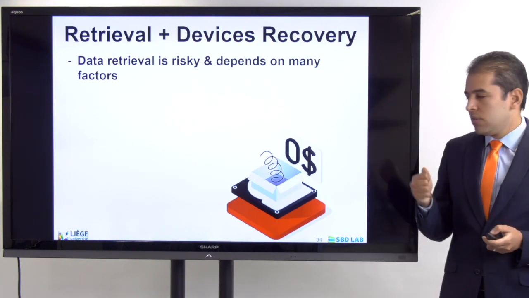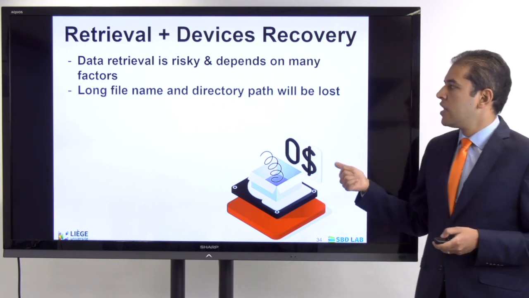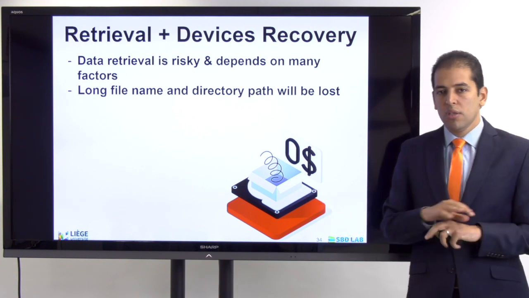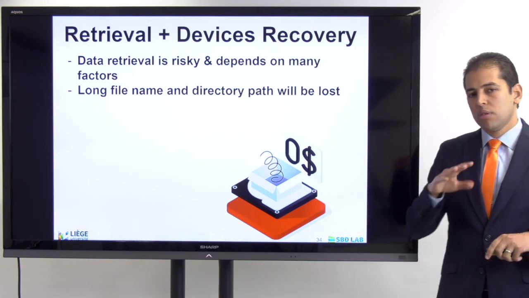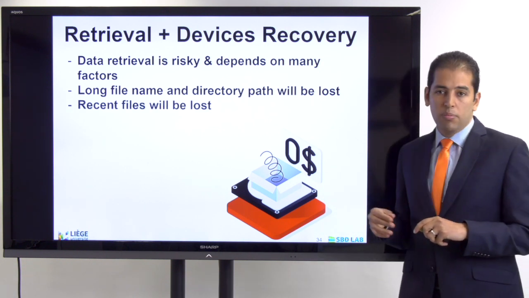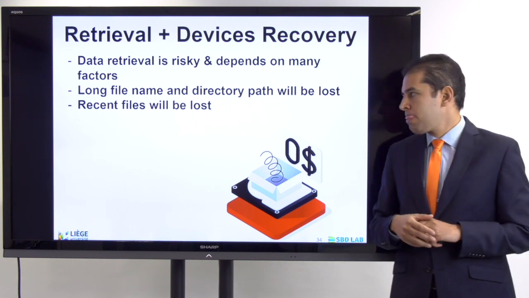Data retrieval is always risky, and it depends on many factors. Long file names and directory paths will be lost. So as I told you from the beginning, don't make long folder names and substructures, and don't make long file names. Recent files will be lost, most probably. The last 3 days you will lose them.